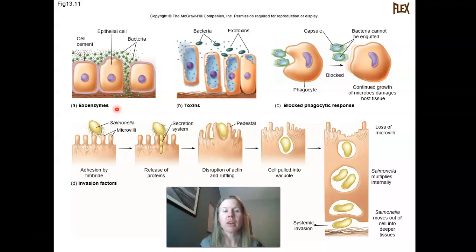The bacteria, in this case, are producing a variety of different enzymes to disrupt tissues. Now, this is part of the microbe's plan often, right? It's trying to get maybe deeper into a tissue.